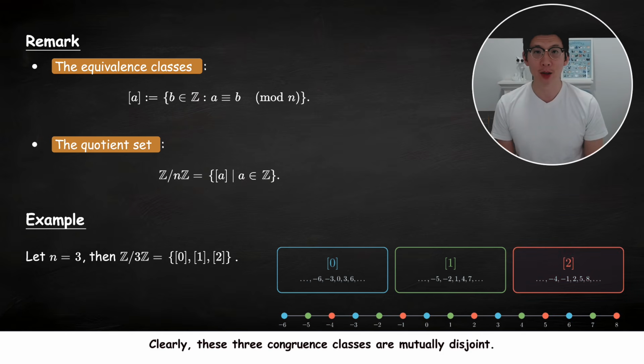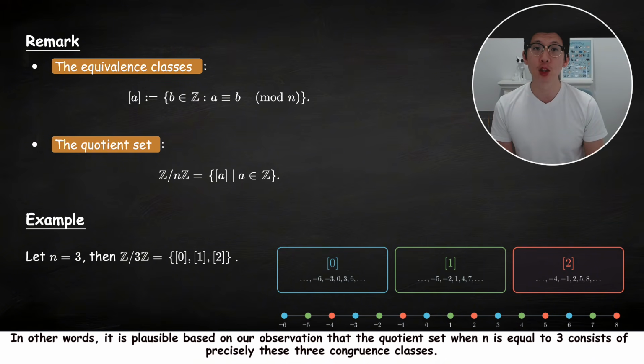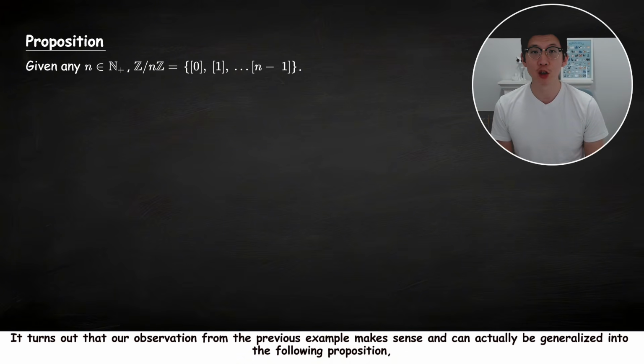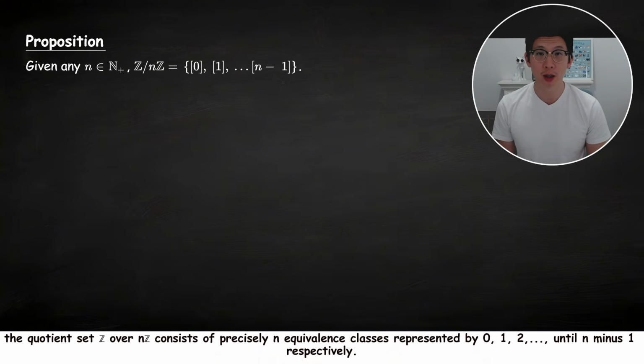Clearly, these 3 congruence classes are mutually disjoint. Moreover, it seems that their union indeed covers the whole set of integers. In other words, it is plausible based on our observation that the quotient set when n is equal to 3 consists of precisely these 3 congruence classes. It turns out that our observation from the previous example makes sense and can actually be generalized into the following proposition, which claims that for a given positive natural number n, the quotient set Z over nZ consists of precisely n equivalence classes represented by 0, 1, 2, until n minus 1, respectively.